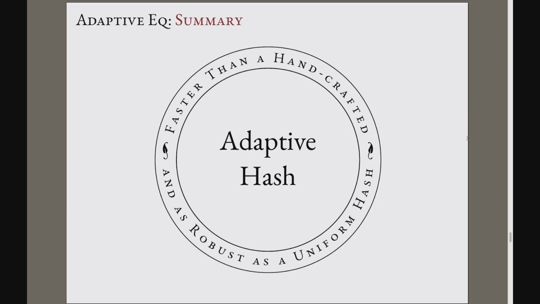Right. So I could stop here, but I won't. But you can tune out here basically because that's the whole story. We got a more aggressive, faster, handcrafted hash function, basically, that is as robust as a uniform hash. And that's the gist of it.